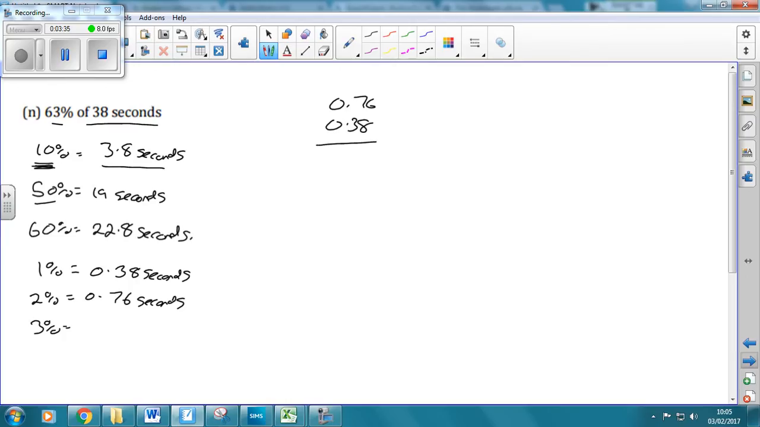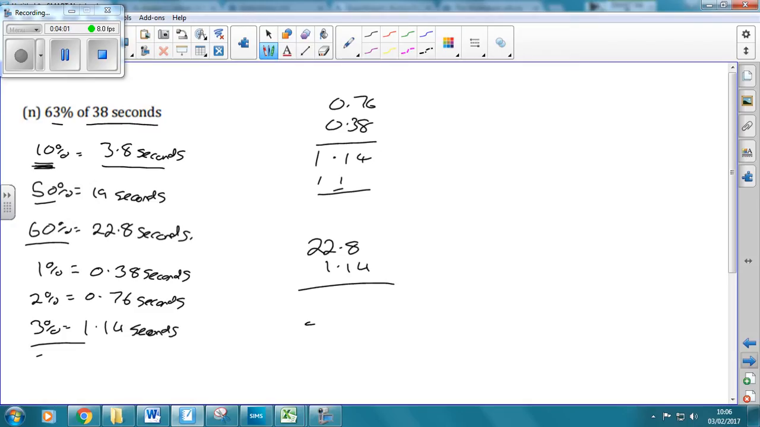So 3%, you add on another 0.38, and that's going to be, if we do 0.76 and 0.38, there's no shame in doing extra workings. So 6 plus 8 is 14, 7 plus 3 plus our carried over 1 makes 11, and then that's going to be 1.14. So 1.14 seconds. So that's 3%. So if we add 60% and 3%, we've got 22.8 seconds, and we've got 1.14 seconds. So the answer overall is going to be 23.94 seconds.